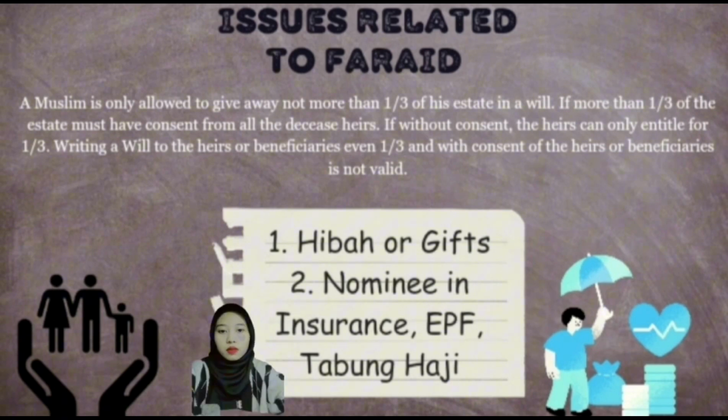The nominees of EPF, post office, and insurance are the people who carry out the mandate, or executors. They can receive the deceased's money from those sources to be distributed to the people who are entitled according to faraid. That's all.